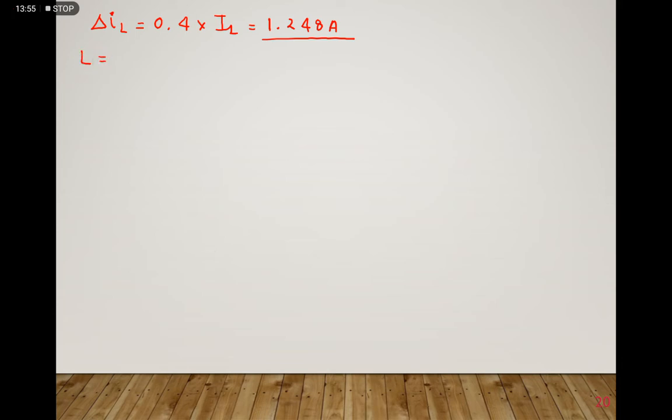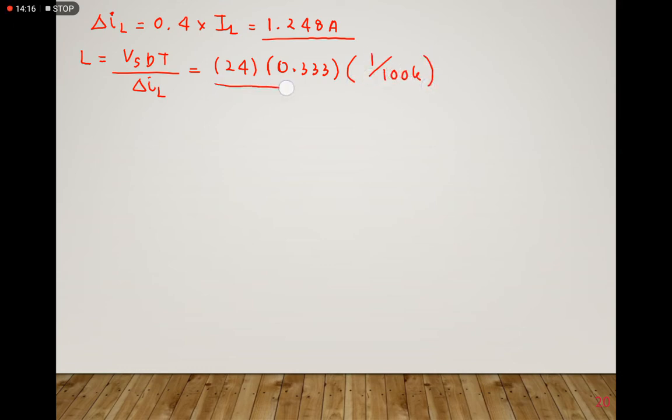And then your L is Vs D over delta IL times f. So substitute the value. The f that has been given is 100k, over our delta IL. Then we will get your inductor equal to 64.04 microhenry. And then in the question, this is step number 3.